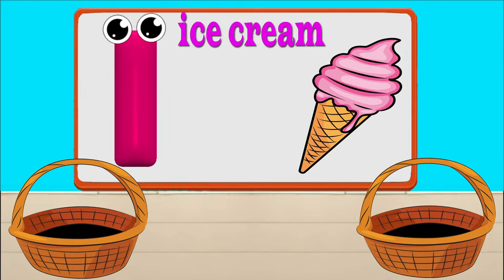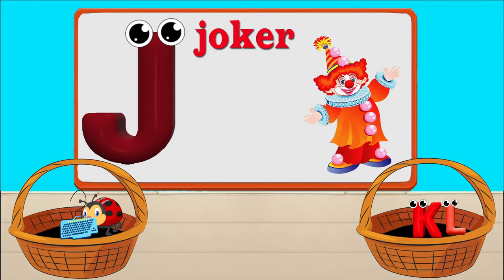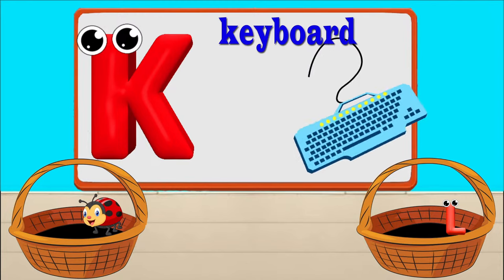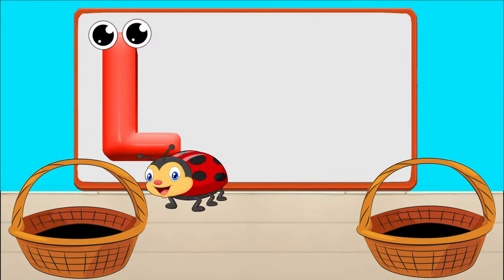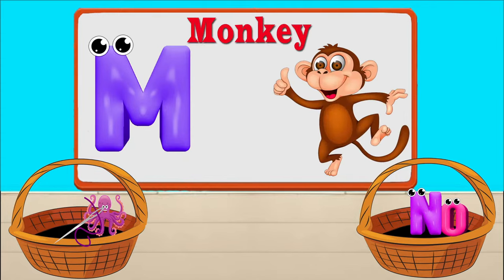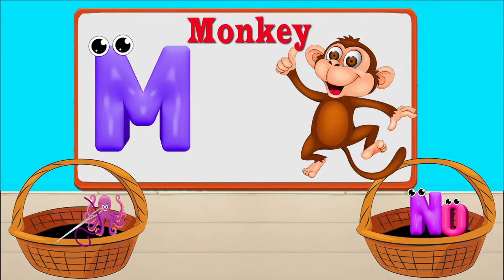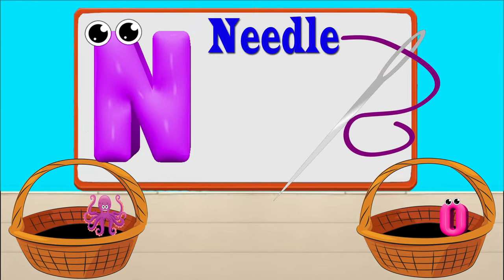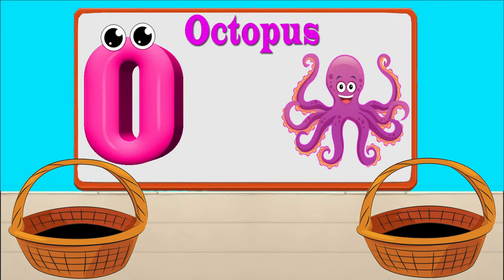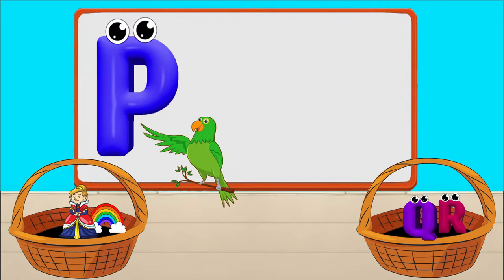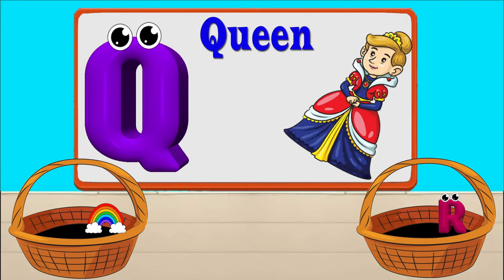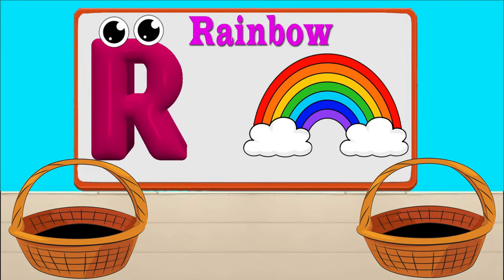I is for ice cream. J is for joker. K is for keyboard. L is for ladybug. M is for monkey. N is for needle. O is for octopus. P is for parrot. Q is for queen. R is for rainbow.